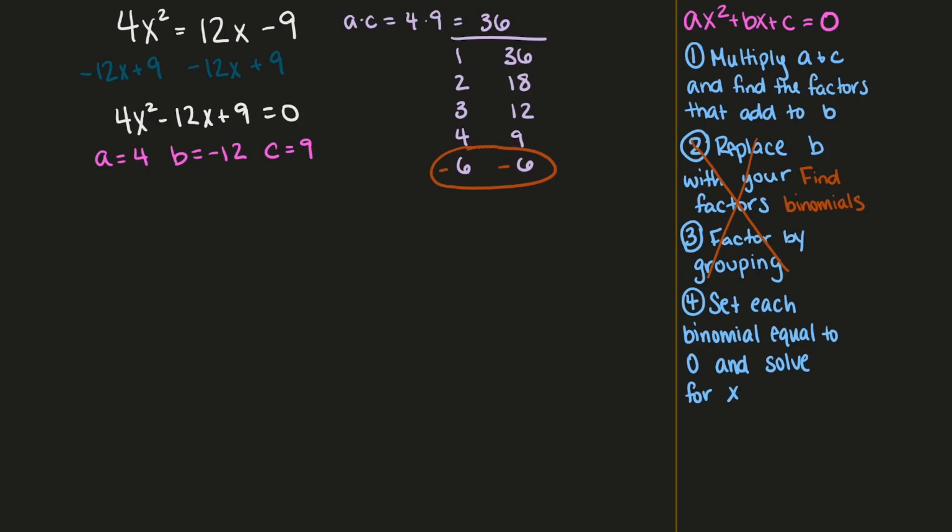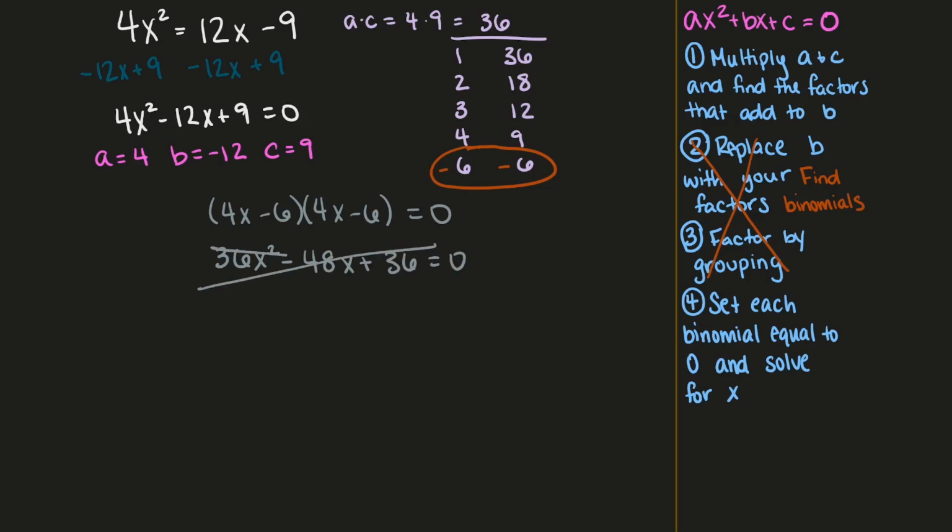Now, I mentioned in our previous problem, we can jump straight to our factors. But if we jump straight to our factors using negative 6 and negative 6 the way we just did, and we do 4x minus 6 times 4x minus 6 equals 0, if we were to multiply that back out, we're not going to have our original expression, which is 4x squared minus 12x plus 9 equals 0. If we FOIL this and multiply this out, we're going to have 36x squared minus 48x plus 36 equals 0, which is not what we're looking for. So we cannot do this at all.